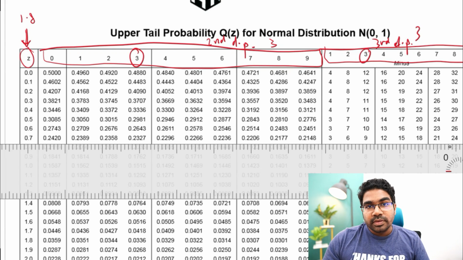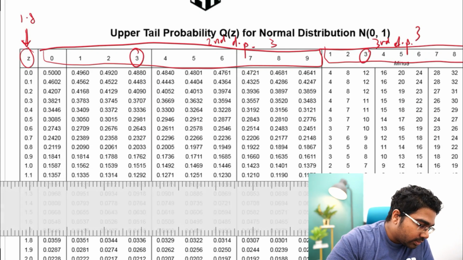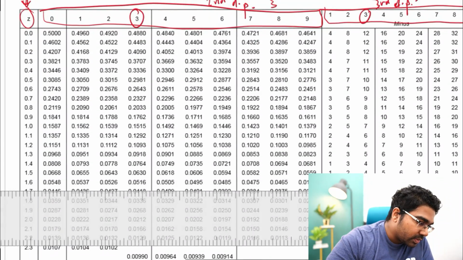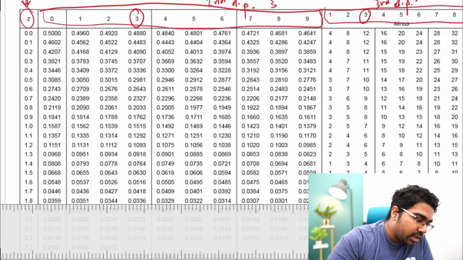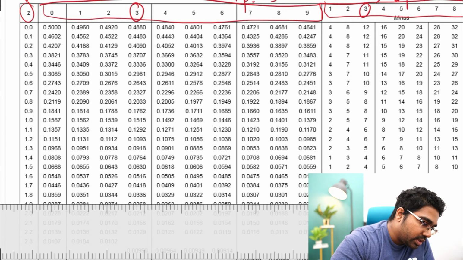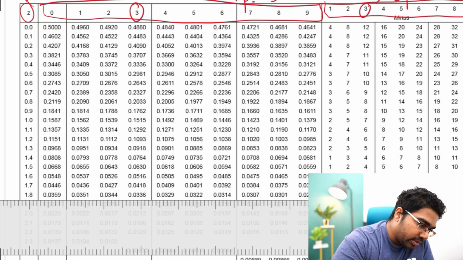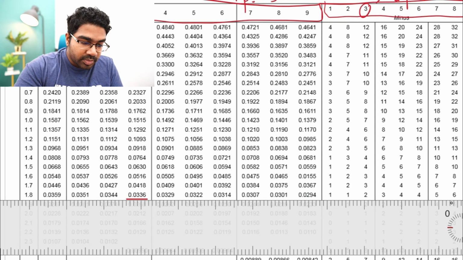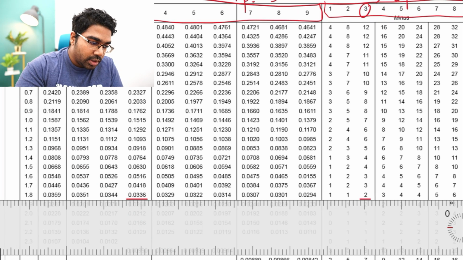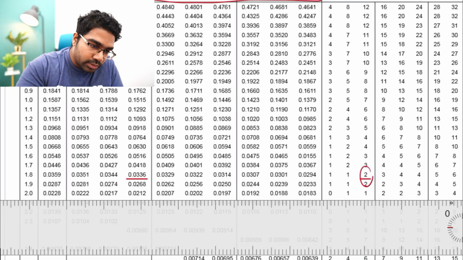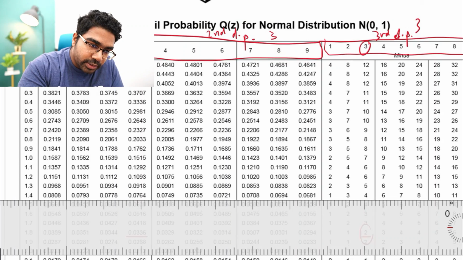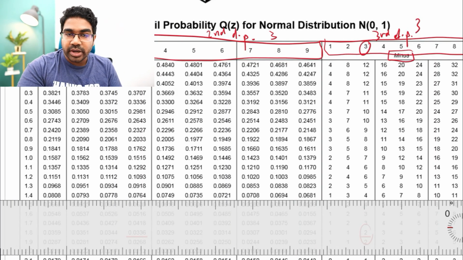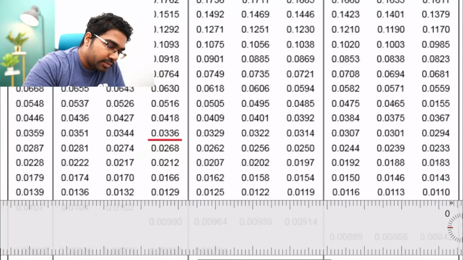So now we refer to the table. 1.8, go down to 1.8, which is here, and then 3. So 3 will be this value, 0.0336, and then the third decimal place is also 3. So 2. Now what is this 2? This 2 you will see in the table is already indicated to you. You must subtract from here.